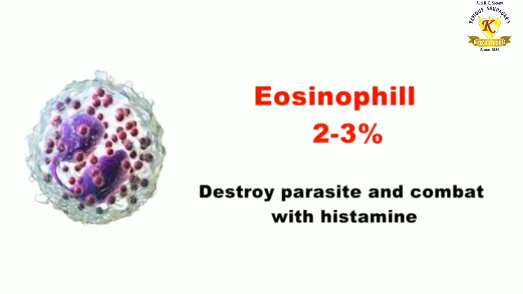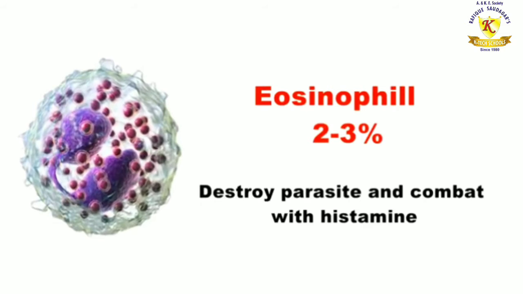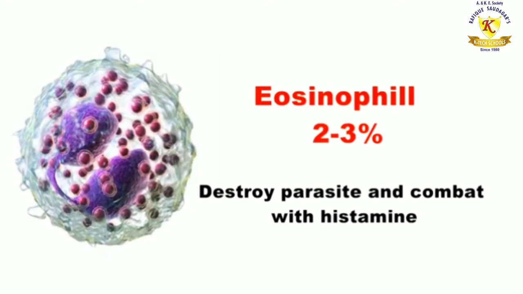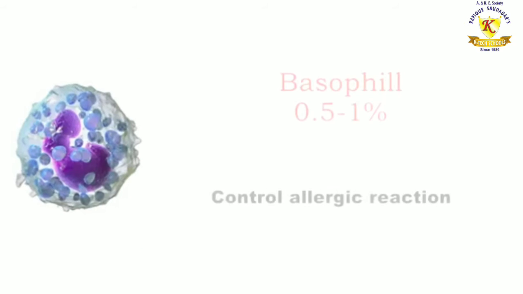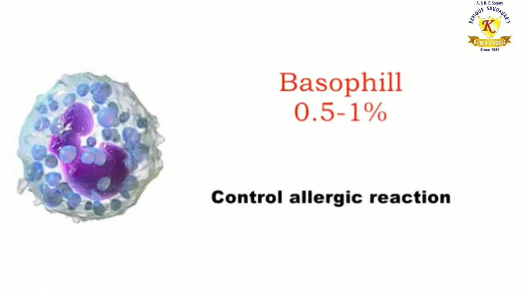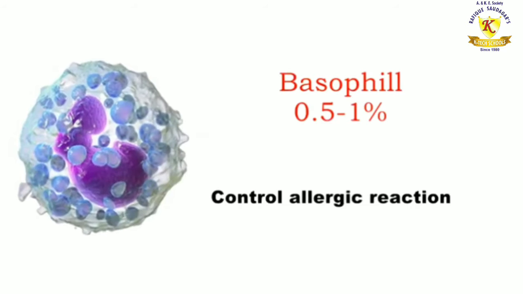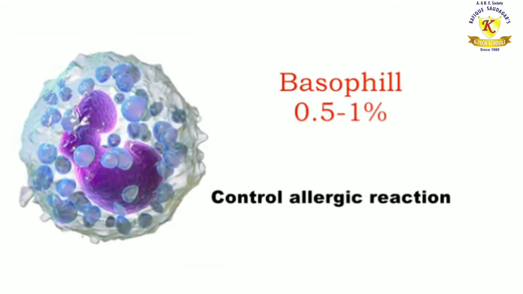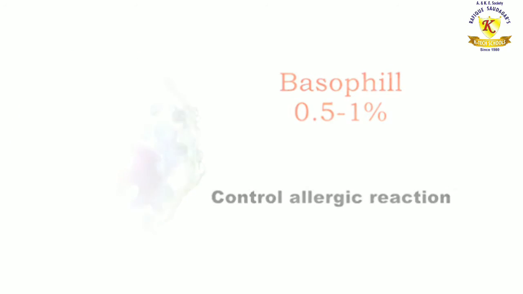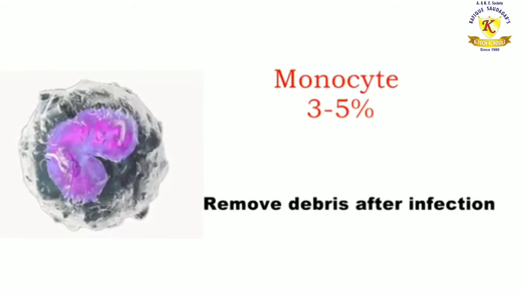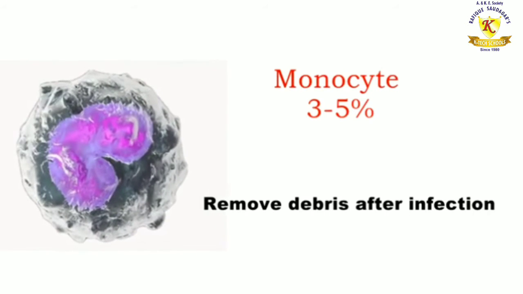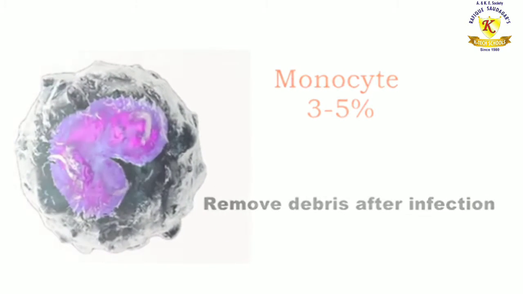Eosinophil, it destroys the parasites and combats with histamine. Basophil, it is responsible to control the allergic reactions. Monocytes, it removes the debris after the infection.